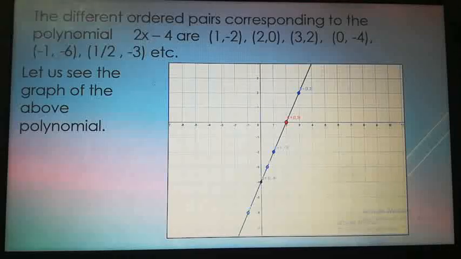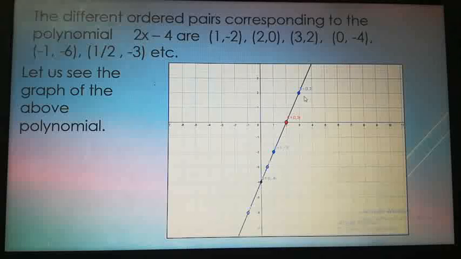Similarly, the second point is (2, 0): x-coordinate 2, y-coordinate 0. So it's on the x-axis because the y-coordinate is 0. Then (3, 2): x-coordinate 3, y-coordinate 2. Then (0, -4): x-coordinate 0, along the y-axis, and y-coordinate -4, so 4 units down. So this is the point (0, -4). Then x-coordinate -1, y-coordinate -6. This is the point. Then x-coordinate 1/2, y-coordinate -3. This is the point. So plot these points corresponding to each ordered pair.